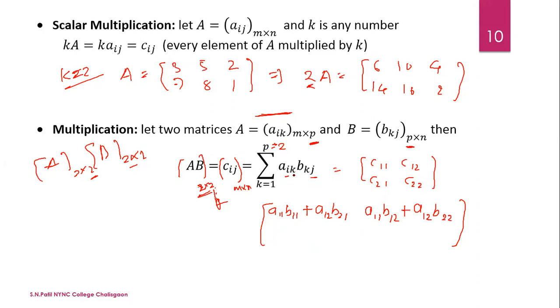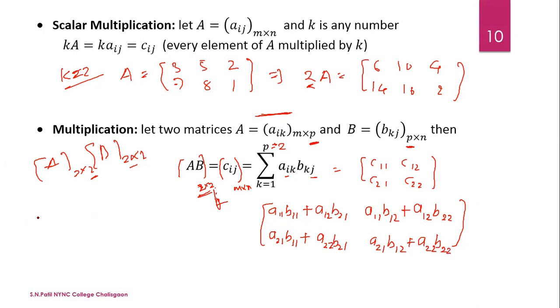Okay, and K is running from 1 to 2, that is A2 1 into B1 1 plus next iteration A2 2 into B2 1. Now next, here position is 2 2, that is A2 1, K is 1, B1 2 plus A2 2 into B2 2. Let us verify.